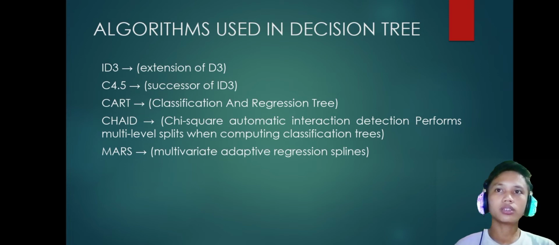Next is the CART, or classification and regression tree. In this algorithm, a binary tree is built by splitting a node into two child nodes repeatedly. Next is the CHAID, or chi-square automatic interaction detection, which performs multi-level splits when computing classification trees. The last one is the MARS, or multivariate adaptive regression splines. It involves finding a set of simple linear functions that in aggregate result in the best predictive performance of the tree.